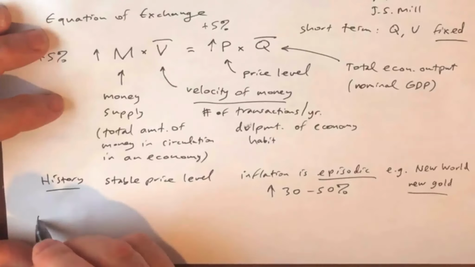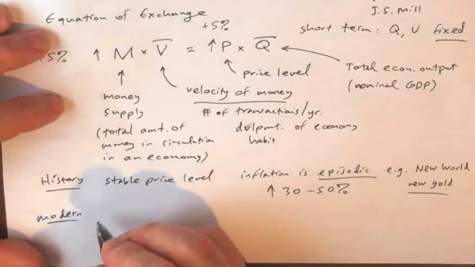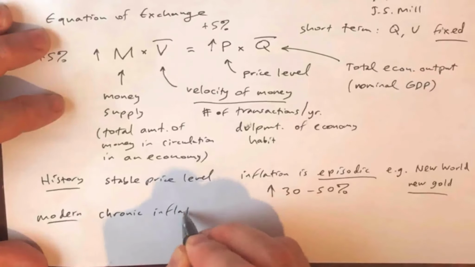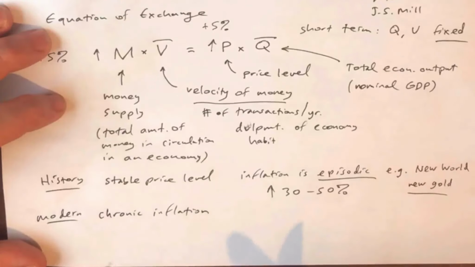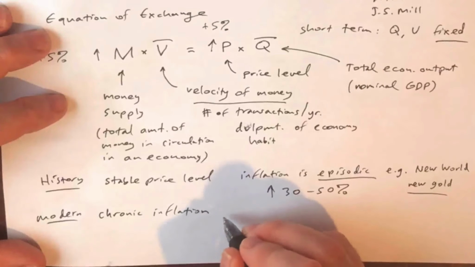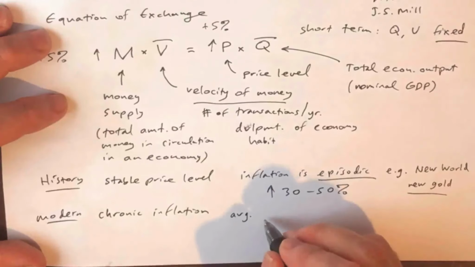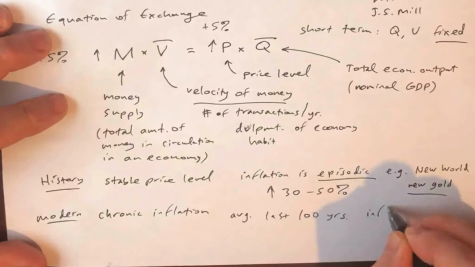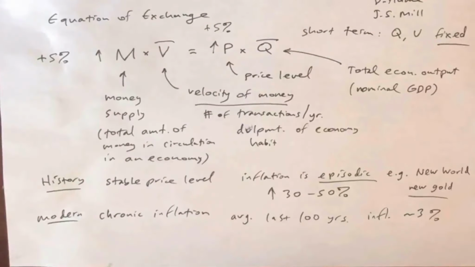Versus when we get into the modern era, the situation is very, very different. Okay, in the modern era, inflation has become chronic. That is, like I started off with this lecture, we expect to see inflation occurring pretty much every year. Okay, and in fact, what we know is that on average, if we look at the last 100 or so years of U.S. history, the inflation rate on average is about 3%. All right, inflation rate's about 3%.